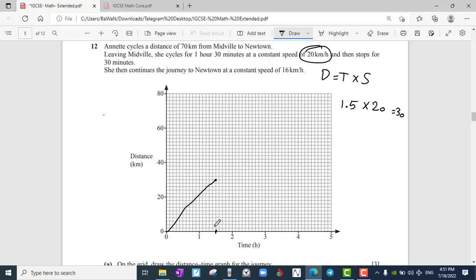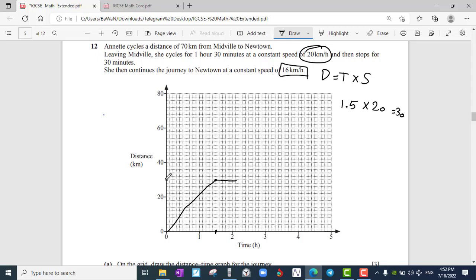So now we are at 1:30. After 30 minutes it will be 2 hours, not 2 o'clock. So that's it. This is the rest time. After that, she then continues the journey to Newton at a constant speed of 16 km per hour.